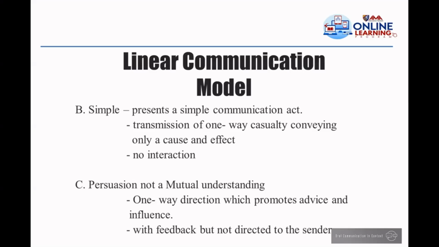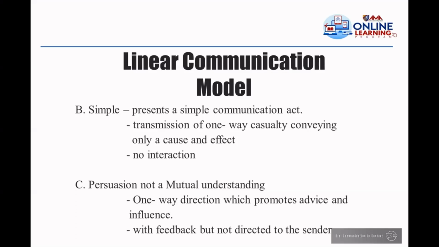Okay, for the third characteristic, persuasion, not a mutual understanding. This is a one-way direction which promotes advice and influence with feedback but not directed to the sender, meaning there is a lack of feedback. This is the same as unidirectional, the first characteristic. It is a one-way direction only. Okay? From sender to receiver. The message is from the sender to the receiver only, with or without effect.